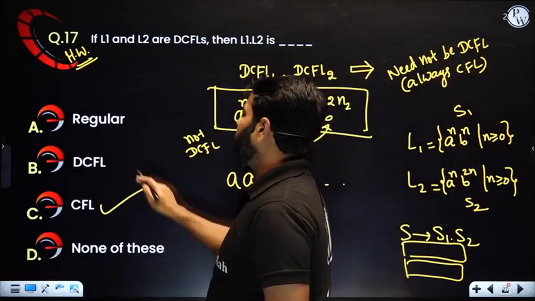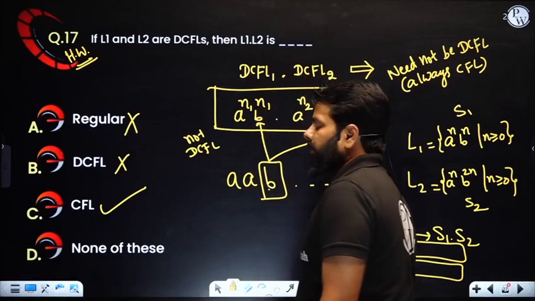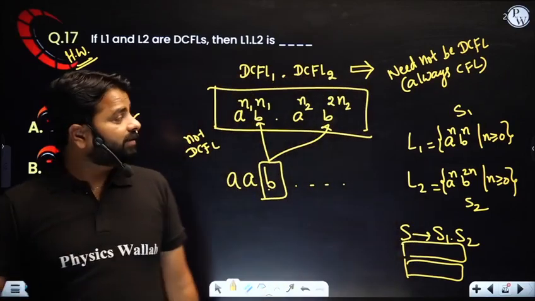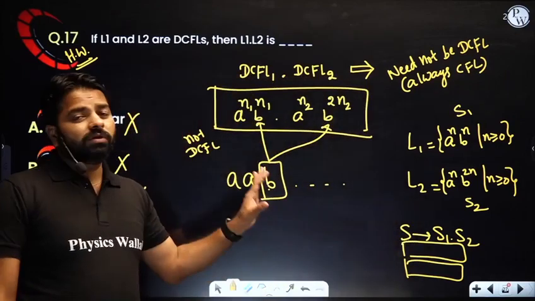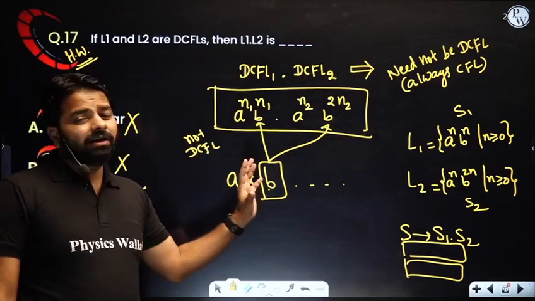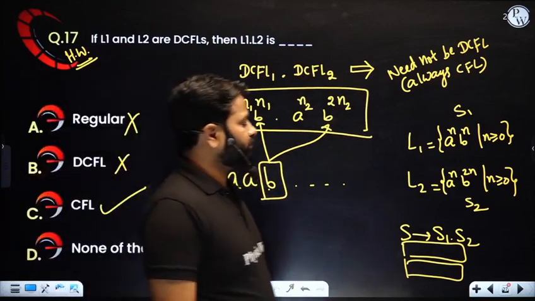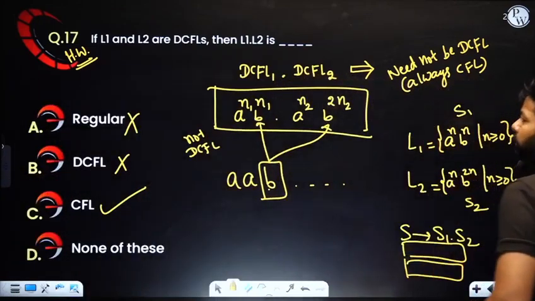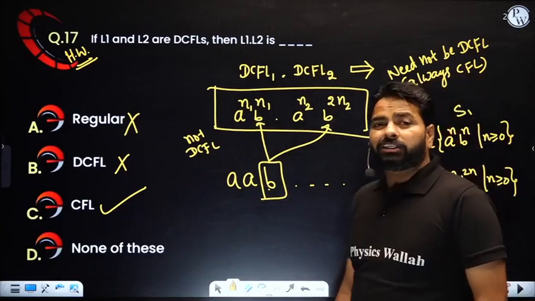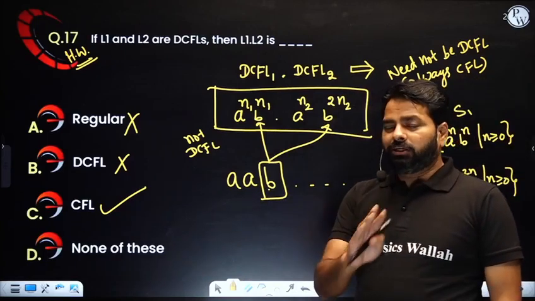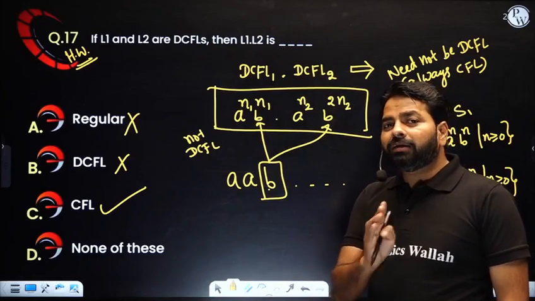So you can go for this, but don't choose this one too. Saying DCFL is definitely wrong. You should know why we say it need not be DCFL. It could be possible sometimes that the concatenation of 2 DCFLs is DCFL, but you need to learn with the example.